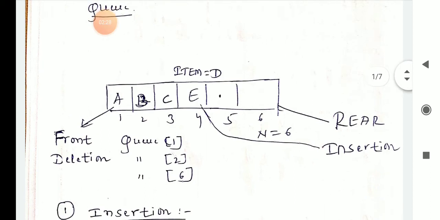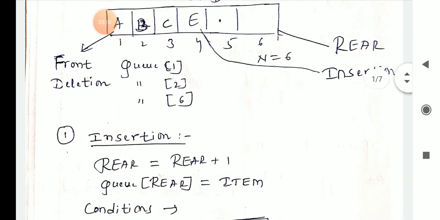Suppose we consider the queue size to be 6, and write 1, 2, 3, 4, 5 and 6. If you want to delete, you use A as the front, and for the rear you use insertion. So E is the insertion end and A is the front. Now if I want to use another variable in the empty locations, consider D. If you want to insert it, D is my element, so you can say that it is my item. So item equals D, I can write.